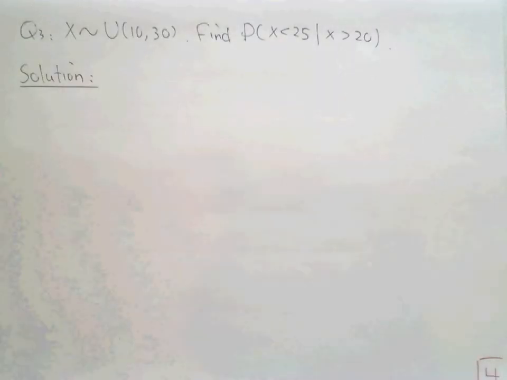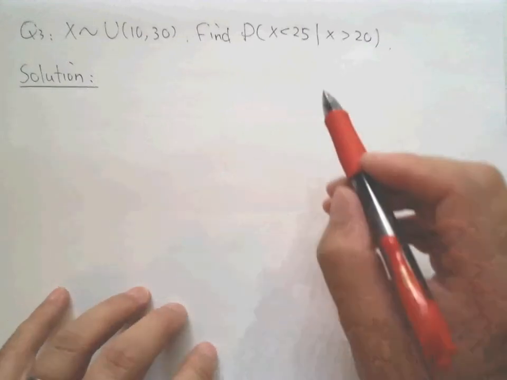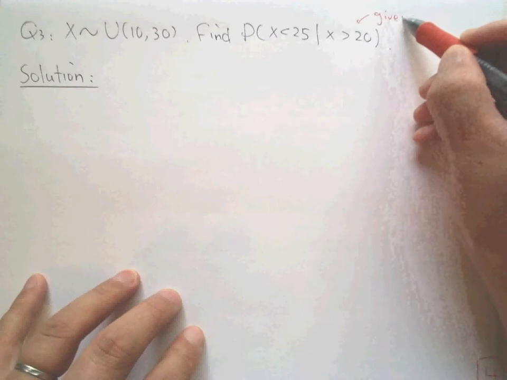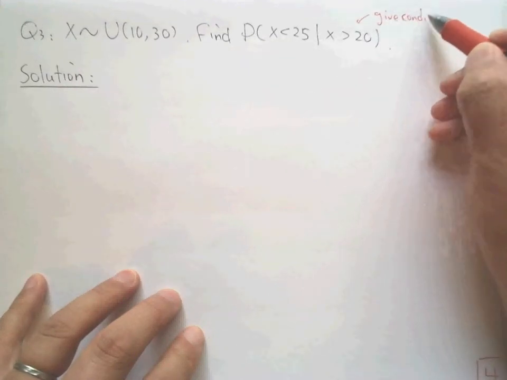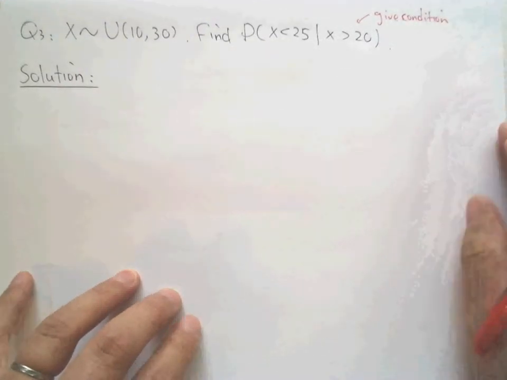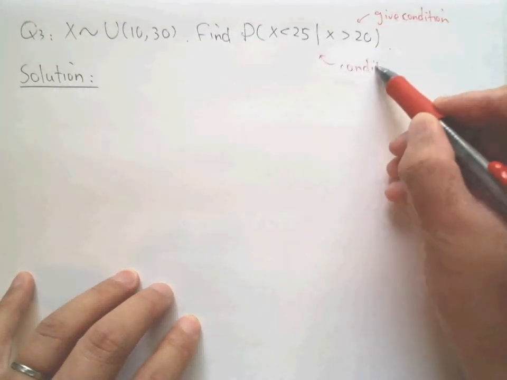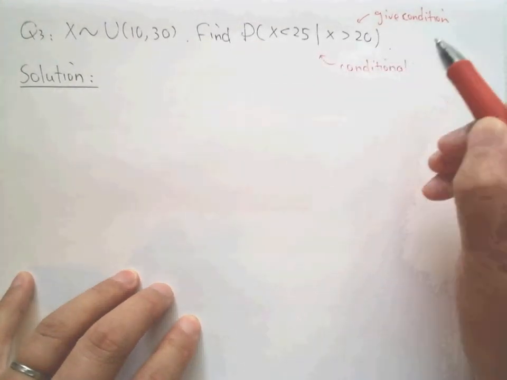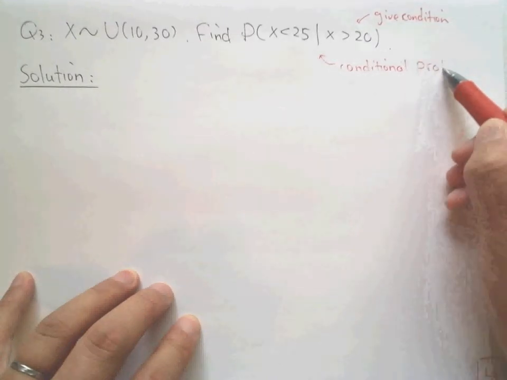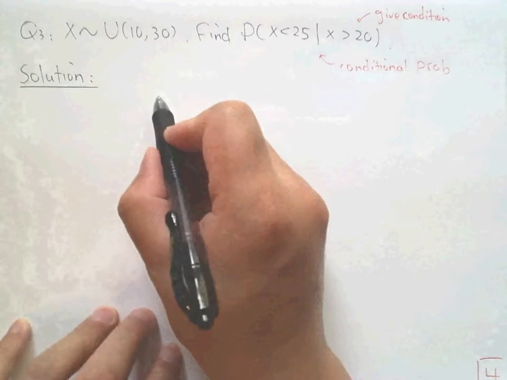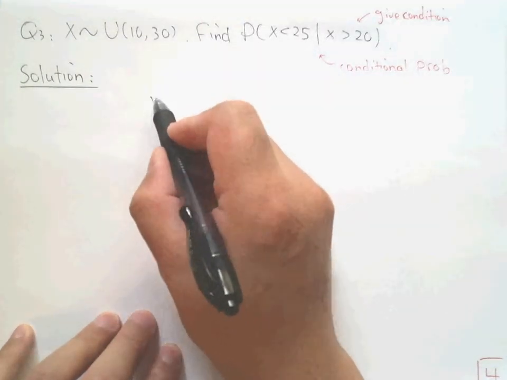Okay, this is one more question. Look at this. It's still the same. So first look at the question. We have a given condition, right? Given condition means this is now a conditional probability, not a normal probability. So we need to build a conditional distribution.